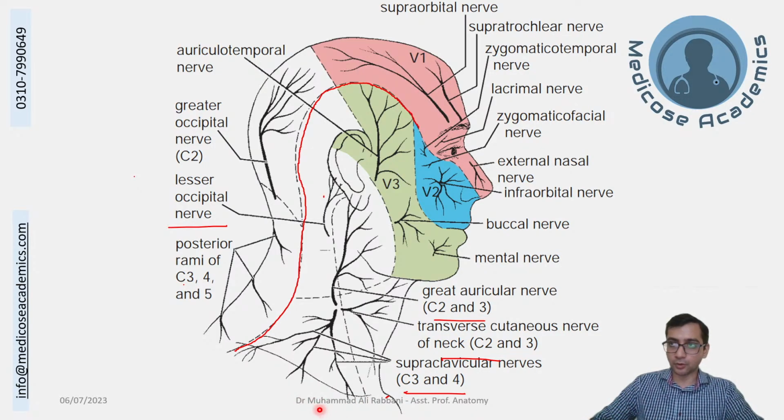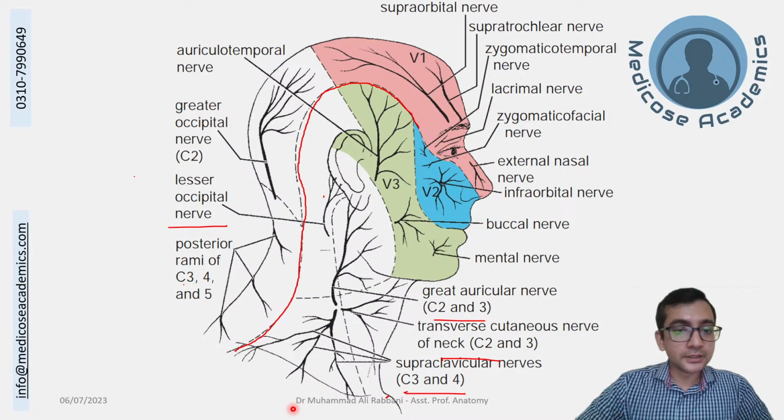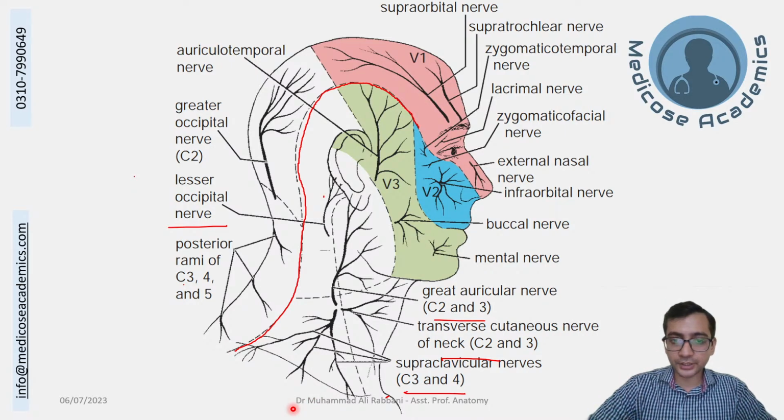Where did all of the rest go? Where did C5, C6, C7, C8, T1 go? This is the question for you. Answer me in the chat. This is a brain teaser for you. So these are the cutaneous nerves.